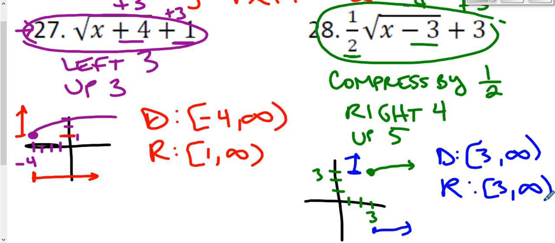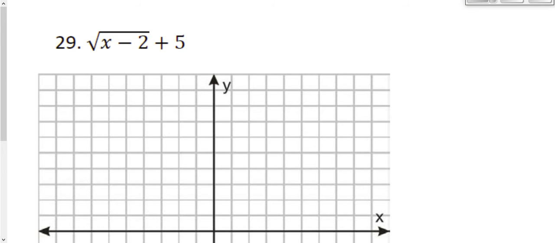Let's go ahead and take a look at question 29 as well. All right, for question 29, we want to graph the following radical functions and then state the domain and range. This time it's a little bit more straightforward. All I have to do is figure out what transformations are happening.